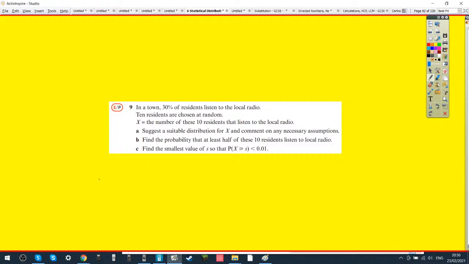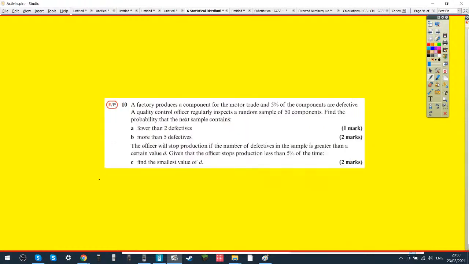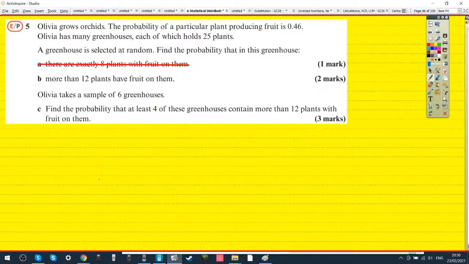Find the probability that at least 10 of these. Fewer than 2 defective. More than 5. 5%. So it's just that stuff. Okay, more than 12 plants have fruit. So this is what we need to do. Yeah, let's do this.